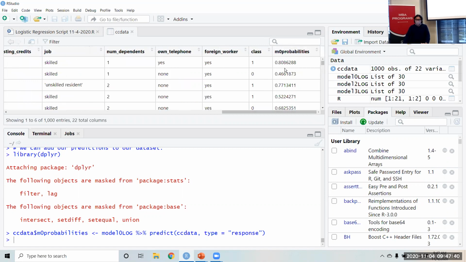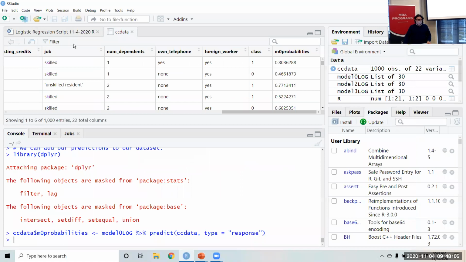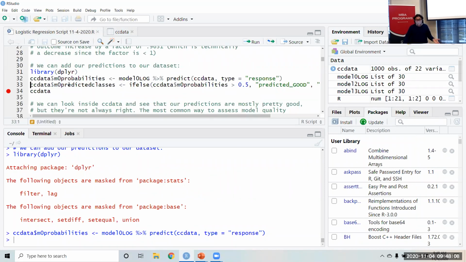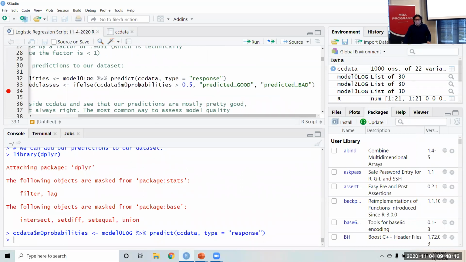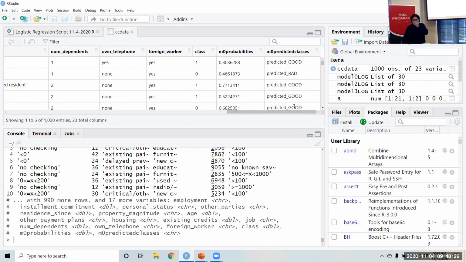So we have probabilities right here, and we can see what those probabilities are, right? And the way that these probabilities work is that if the probability is greater than half, then it rounds up to 1. And if the probability is less than half, then it rounds down to 0, right? That's essentially what we've done by creating those probabilities in the process, which is essentially the same thing that this visually represents, right? So what we can do is create a column called predicted classes, and this is just a simple if else, where we say, okay, if the probability is greater than 0.5, then we predicted it to be a good loan. If it's less than 0.5, then you predicted it to be a bad loan, right? So then you run that, you look at the data, and let's see what happened here, right?